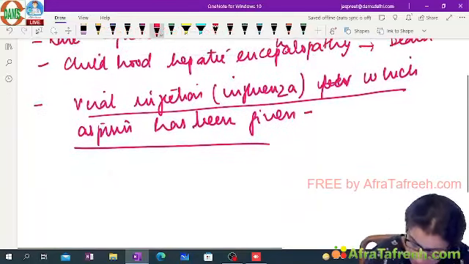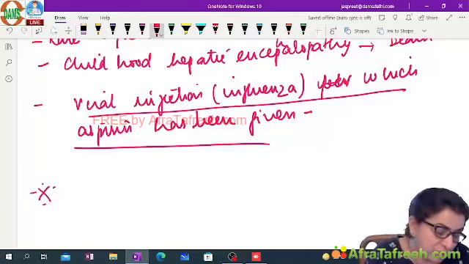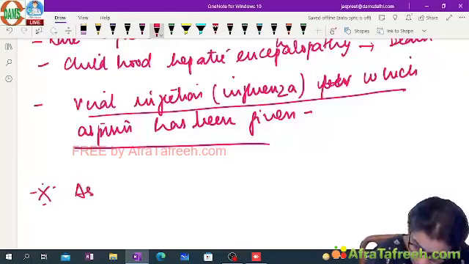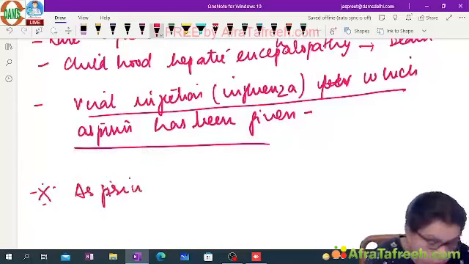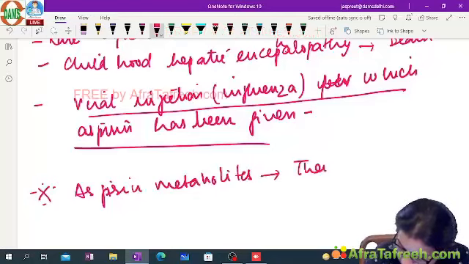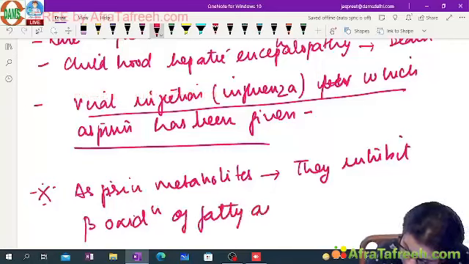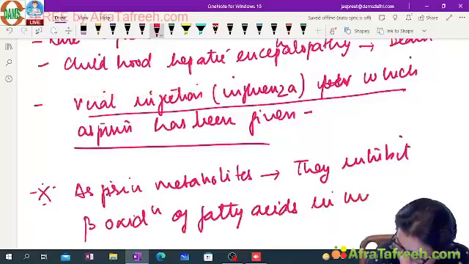And you know what happens? Why hepatic encephalopathy happens? The aspirin metabolites. When aspirin gets metabolized in the child's body, aspirin metabolites decrease fatty acid oxidation in the mitochondria by inhibiting the mitochondrial enzymes. So what do these aspirin metabolites do? They inhibit beta oxidation of fatty acids. Beta oxidation of fatty acids in mitochondria. So beta oxidation of fatty acids happens in the mitochondria.